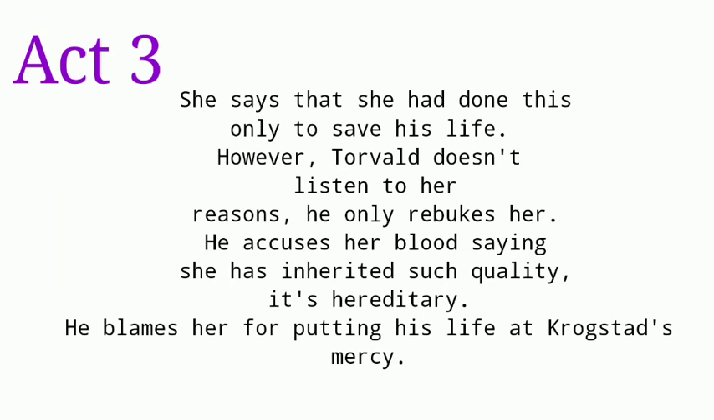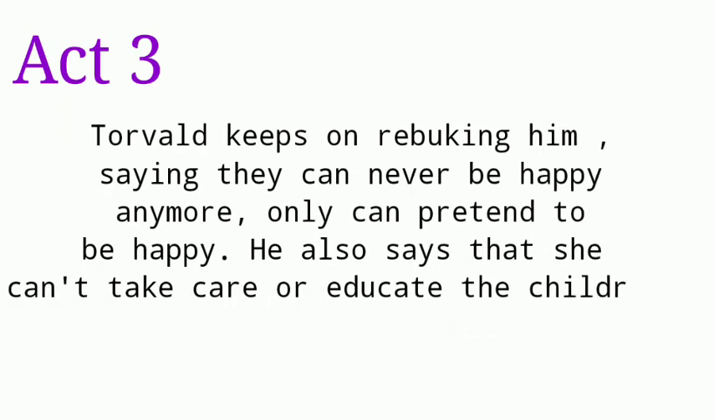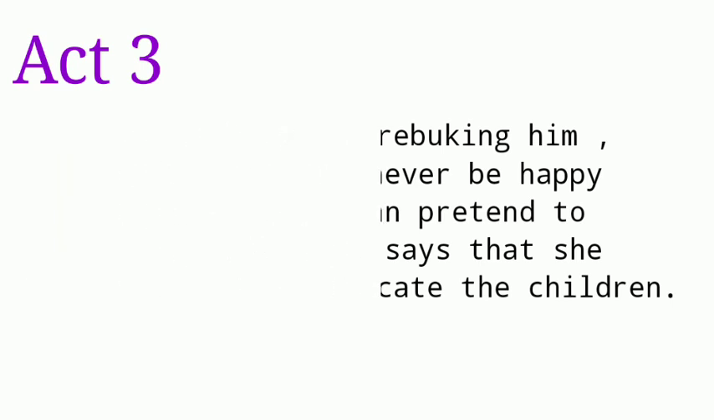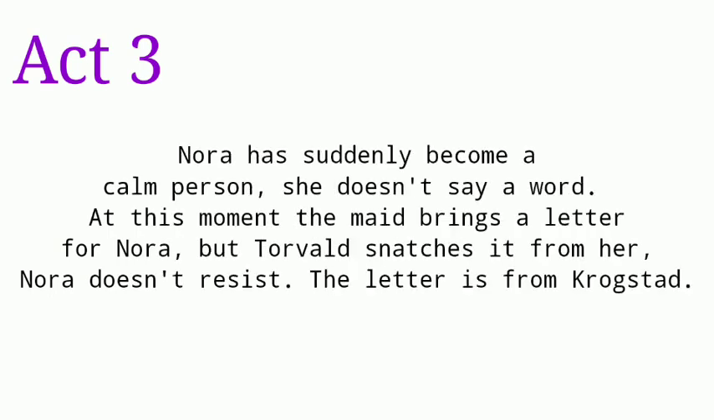He also says that Nora has put him at the mercy of Krogstad. Now Krogstad can blackmail him any moment and he will have to follow what Krogstad says. He chides her more and more and tells her that she is not capable of rearing the children, and from now on they have to pretend that they are happy but actually they are not, and says a lot more things to her. Nora, however, does not say a word. She has become strangely calm.